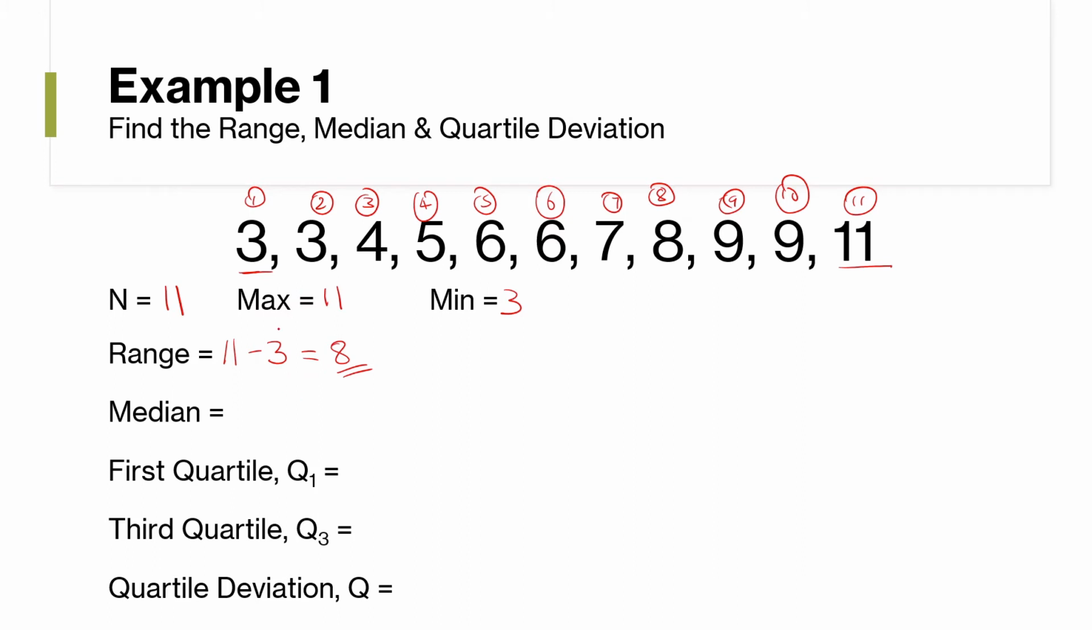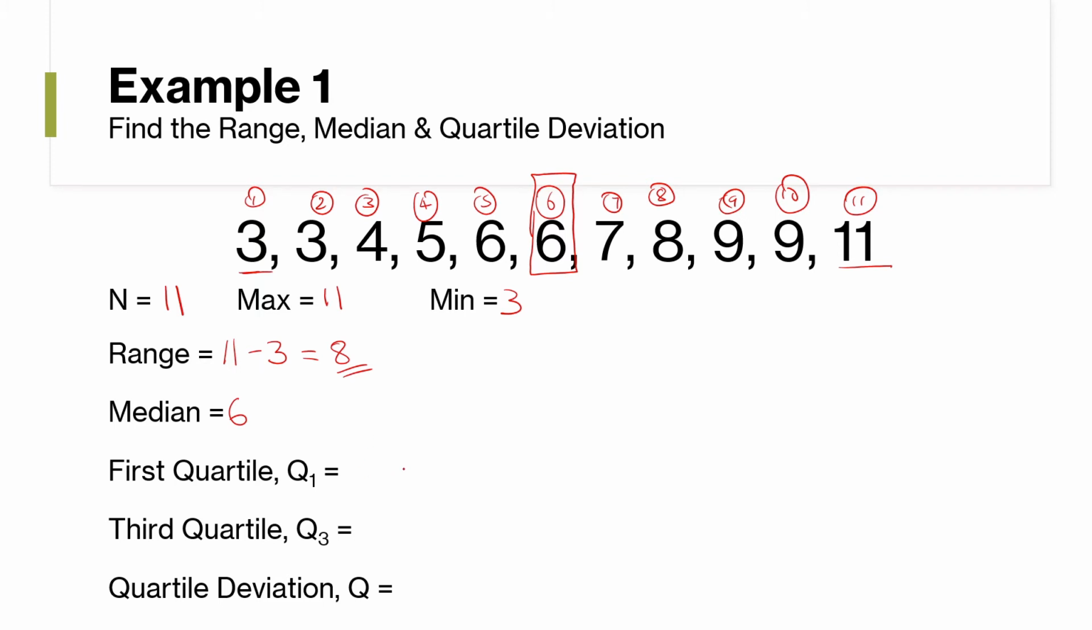Median can be found by one of the ways: find 11 by 2, which will be somewhere around 5.5. The integer just above 5.5 is 6, so in the 6th position you have the number 6, and therefore the median is 6. Or in simple terms, just look at the entire distribution. You can easily see that the value towards the center is 6, and therefore the median is 6.